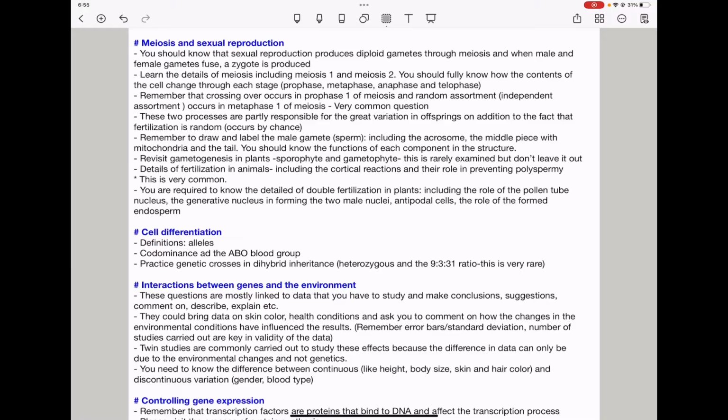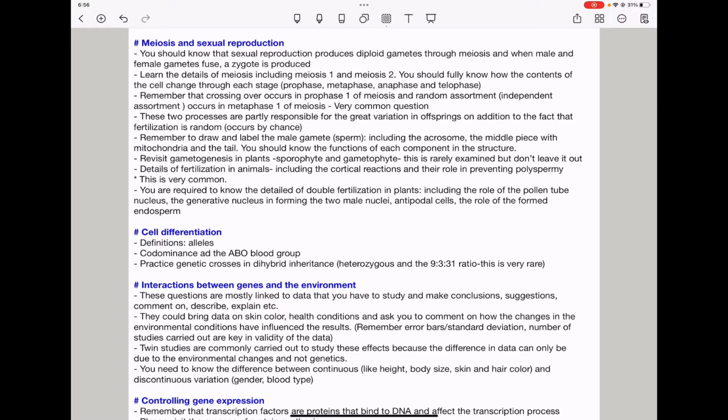Actually, a question could be asked to compare and contrast mitosis and meiosis. Remember the differences between these two. Please remember that crossing over occurs in prophase 1 of meiosis, and random assortment, or sometimes called independent assortment, occurs in metaphase 1 of meiosis.